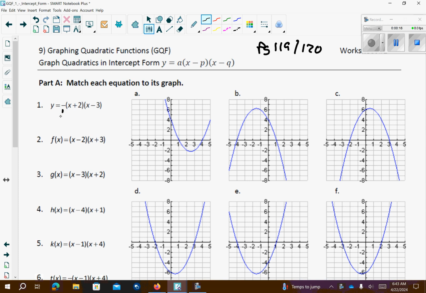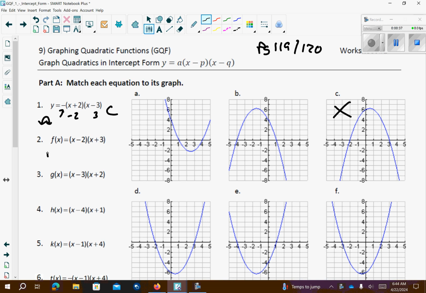So the first thing, this negative out front means it's going to open upside down. And then it's going to cross the x-axis at -2 and at +3. It's always opposite. So let's look for the upside down one that crosses at -2 and +3. And that looks like it has to be answer C. Okay, so we've used this one.